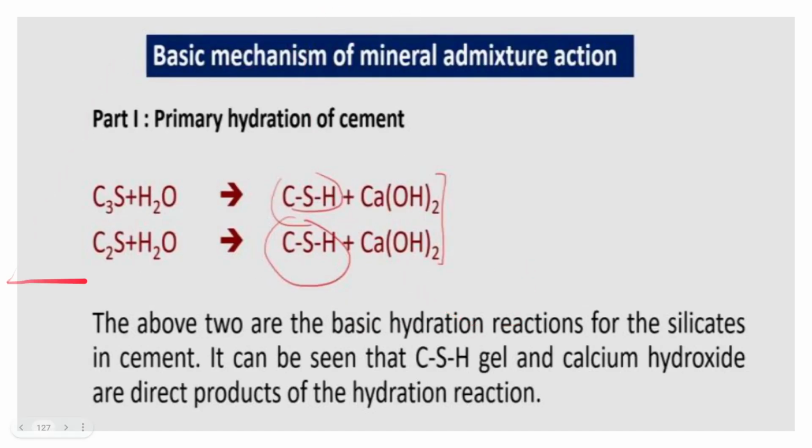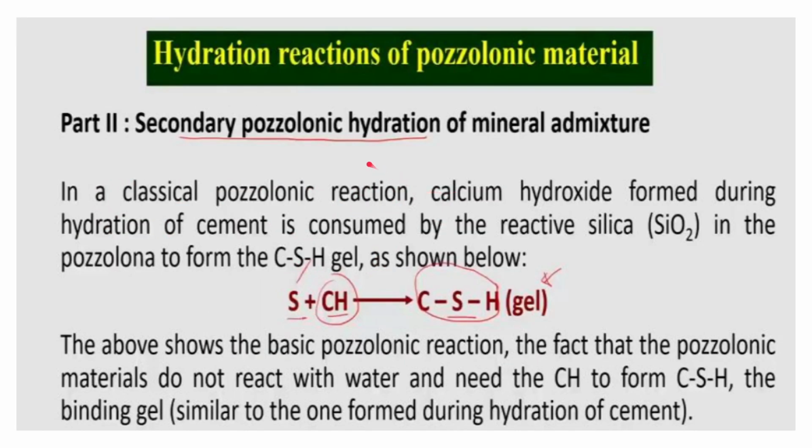So this is the hydration mechanism of normal cement. Here, if you see alite and belite, they react with water and form CSH gel plus calcium hydroxide, also known as portlandite. Those are the direct products of hydration in the case of cement particles. But in the case of pozzolanic material, you will see that the silica, SiO2, directly reacts with portlandite. That will result in the formation of CSH gel.